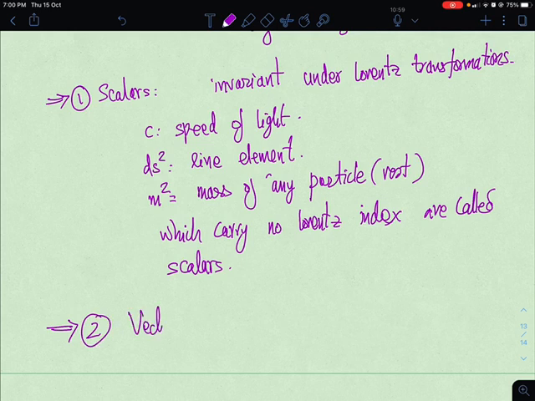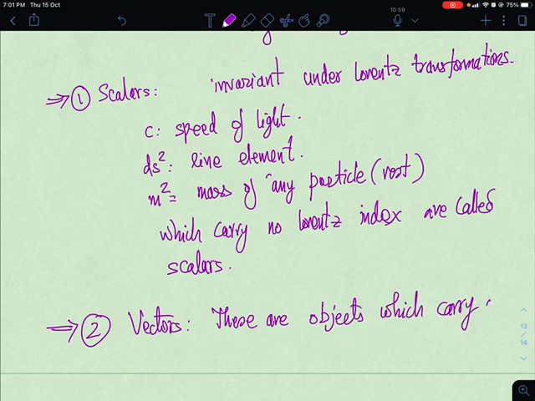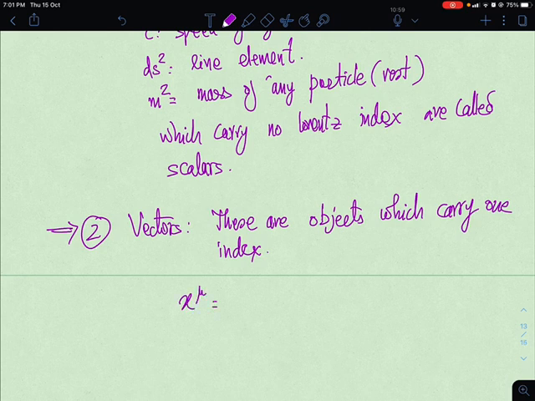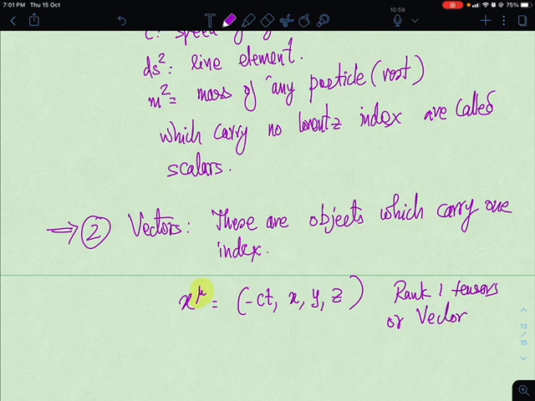The second kind of things are called vectors. These are objects which carry one index. For example, x mu, which we have seen, is a 4-vector: ct, x, y and z. These carry one index, so these are called rank 1 tensors, or vectors. These are actually the 4-vectors because they transform together, and this way you can understand spacetime much better.